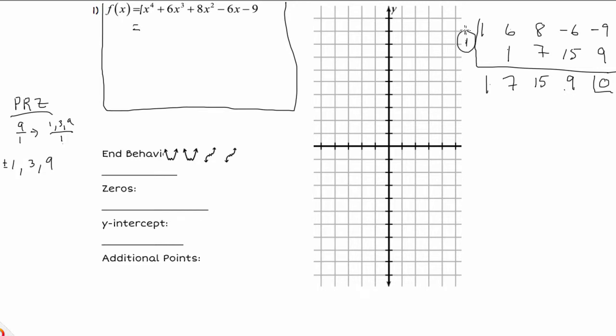Since this is a 1, the factor that is associated with a plus 1 is a factor of x minus 1. Okay, and then we have x cubed plus 7x squared plus 15x plus 9. All right, and then you bring this one down. This one always comes down. It's a factor. Bring it down.